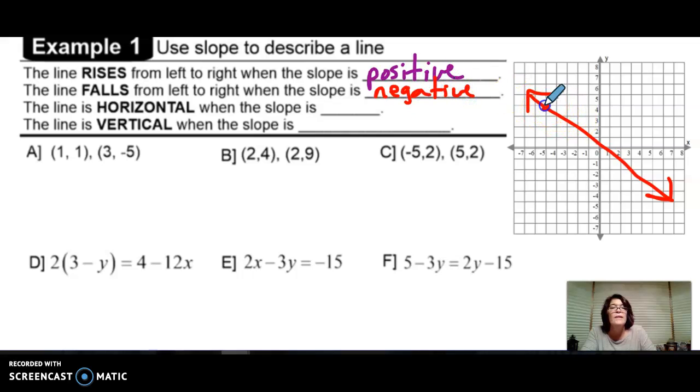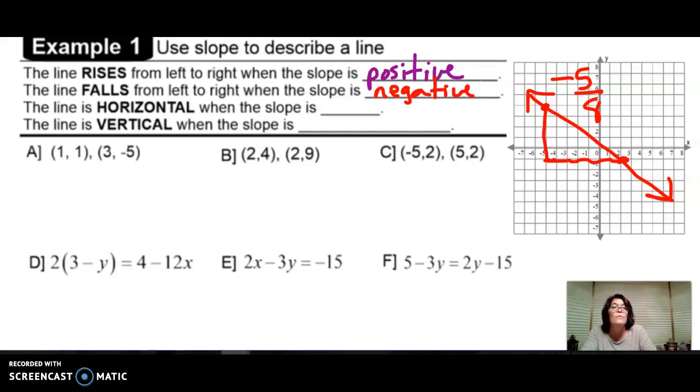Okay, if I want to get from this point to this point, I would go down 1, 2, 3, 4, 5. And okay, that's negative 5. When you go down or to the left, that's a negative move. That's negative 5 over positive, because I'm going to the right 1, 2, 3, 4, 5, 6, 7, 8. So that's a negative 5/8 slope if I talk rise over run.